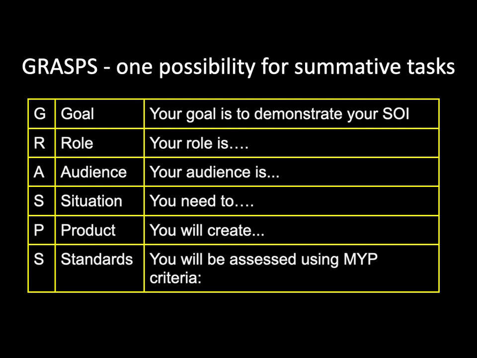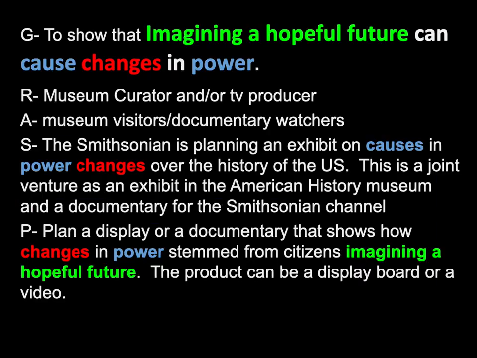The G part, the goal, is to demonstrate the statement of inquiry, and then we throw it into a real-world situation by giving the students a role and an audience in a situation. Usually the role is not a student and the audience is not classmates or teacher, because we want to give it a real-world feel. Here's an example.